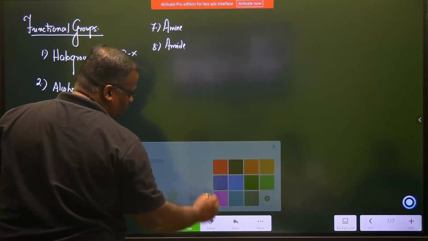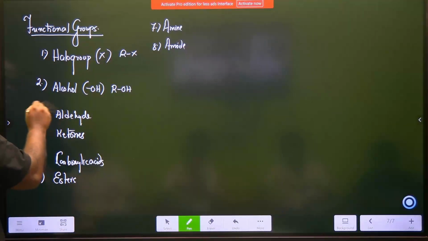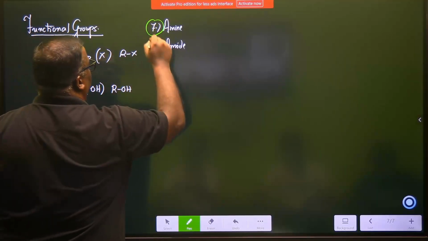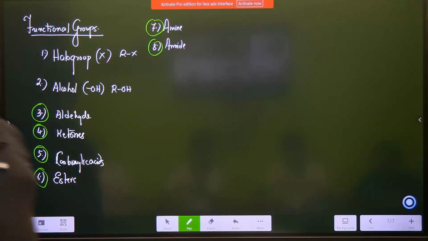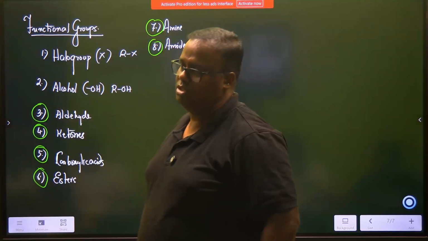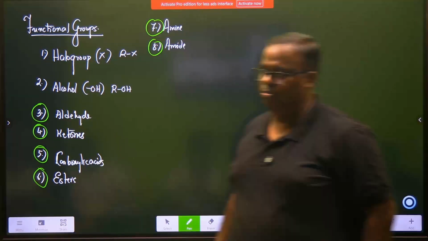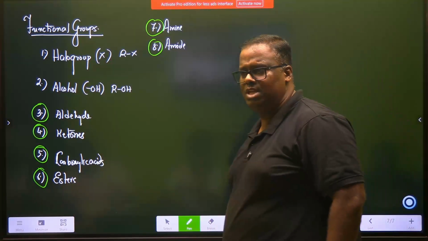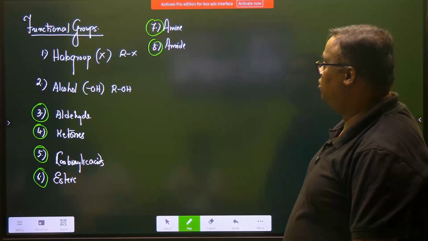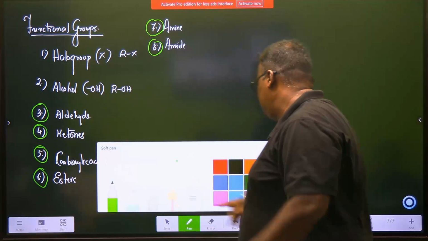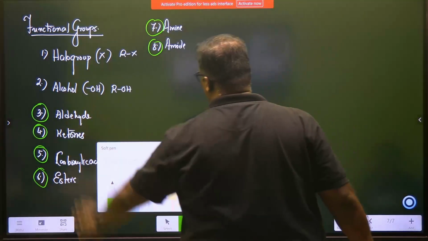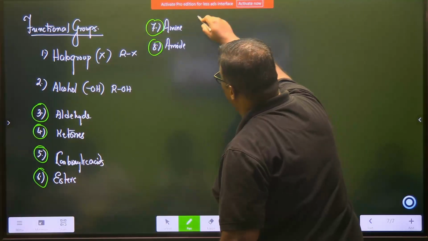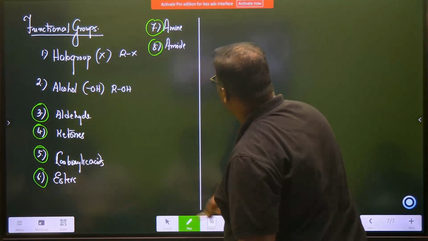Now, I'm making some colors. Aldehyde, ketone, carboxylic acid, esters, amine, amide. All are actually born from one parent: the carbonyl group. If you understand the carbonyl group properly, you will never forget all these things in life. Halo group is X and alcohol is the hydroxy group, ROH. Till this much, although we had studied aldehyde and carboxylic acid also, I'll start them once again. What I'm going to teach right now is not in your syllabus, but if you understand it this way, you will not forget.